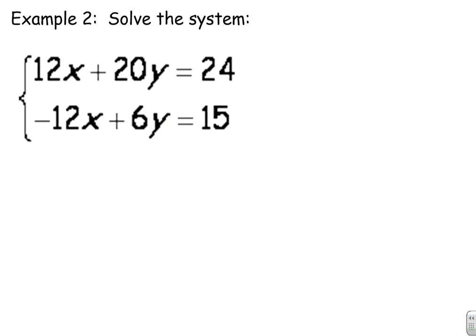Pause the video now as you try example 2. Press play to go over your answer. Make sure you're actually pausing and trying the problems. That's how you learn.